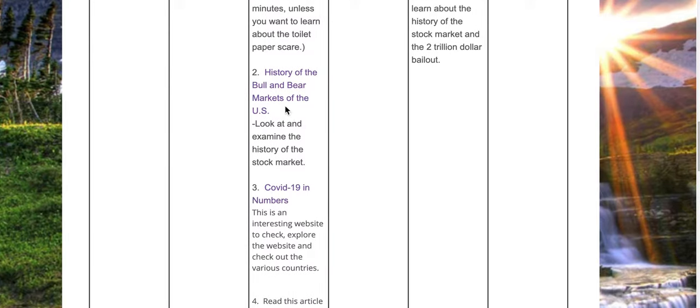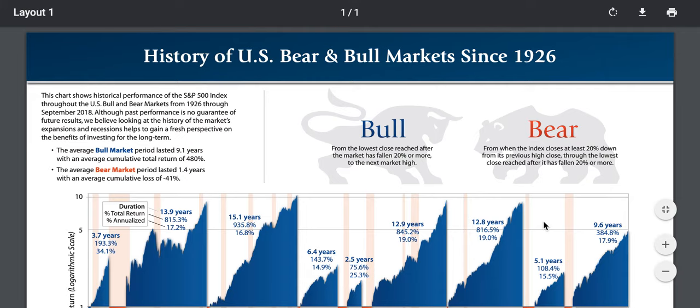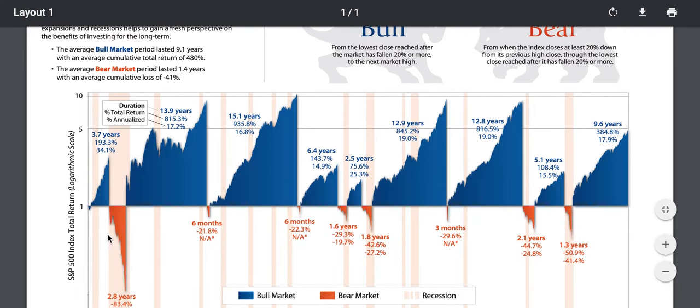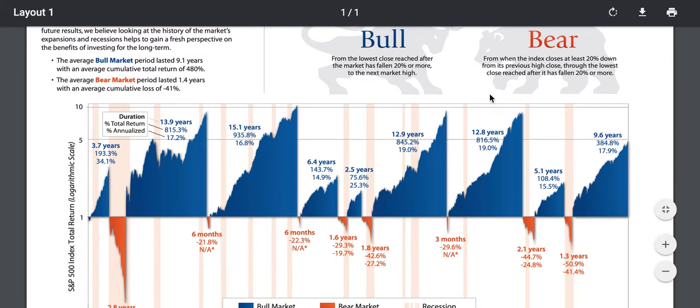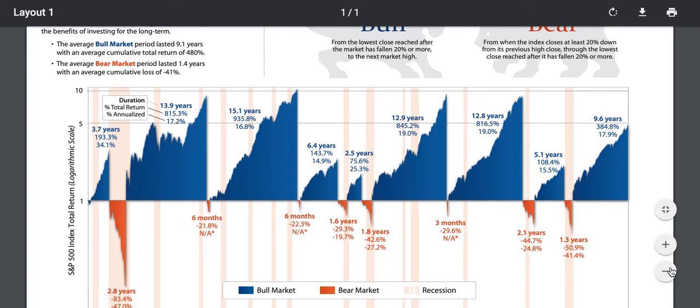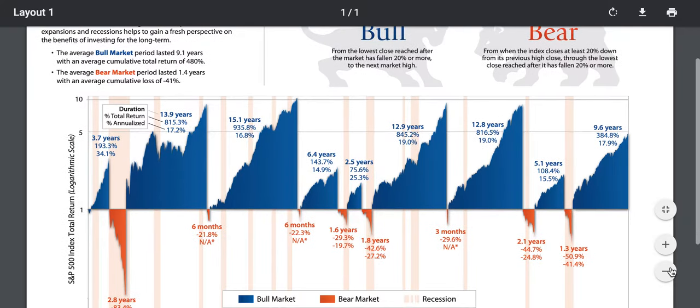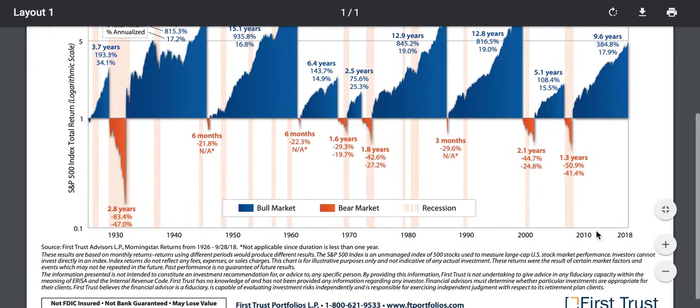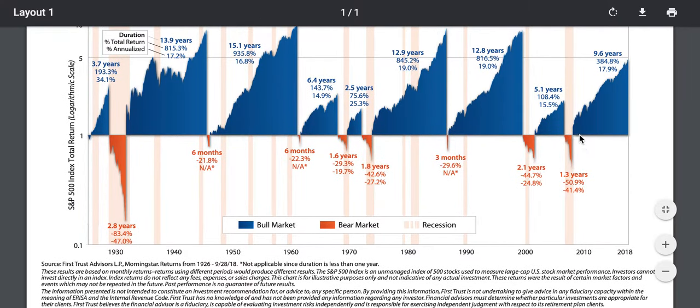And then I'm going to have you guys look at the history of bull and bear in the U.S. This is just a picture. It's really cool, though. And it shows you the history of the stock market. If you do not know what a bull market and a bear market is, check that out. You do not need to know what the stock market is, but the stock market is a really good indicator of how well our American economy is doing. And over the past, as you can see, since about 2010, our market has just been going up and up and up.